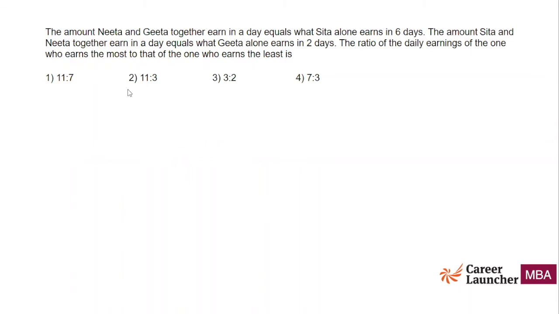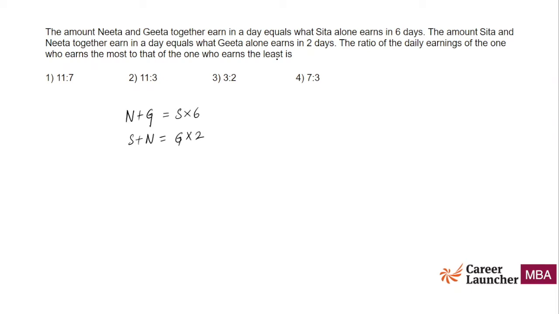So we have this question: the amount Nita and Geeta together earn in a day equals what Sita alone does in 6 days. The next statement says the amount Sita and Nita together earn in a day equals what Geeta alone earns in 2 days. The ratio of the daily earnings of the one who earns the most, so we have to figure out who earns the most, to that of the one who earns the least. So we have to figure out the values of S, G and N.